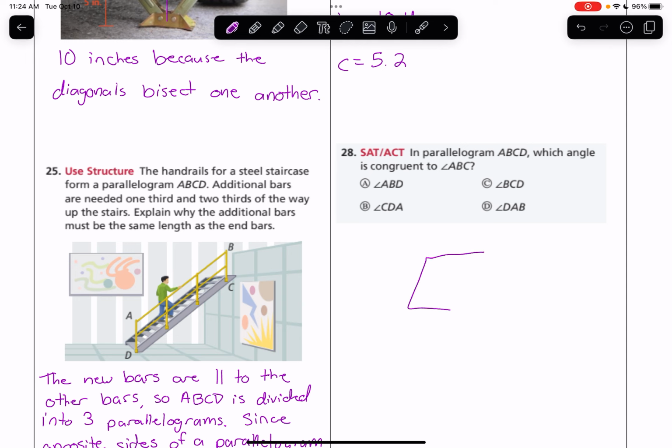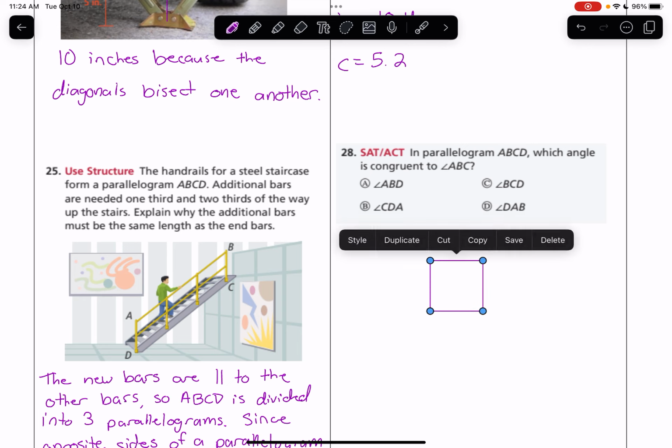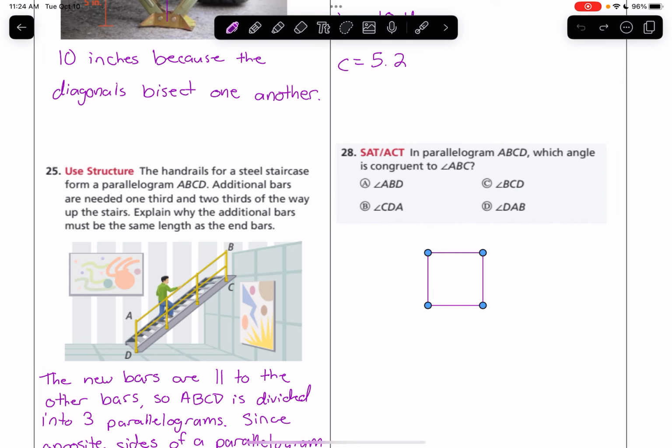Seems like this might be a good place for us to draw a parallelogram. Well, not a square. Let's see. There we go. So we've got a parallelogram here. This is parallelogram A, B, C, D. So angle ABC is right here. The one that's congruent to it would be its opposite angle, which is ADC or CDA, depending on how you read that. So that would be letter B.